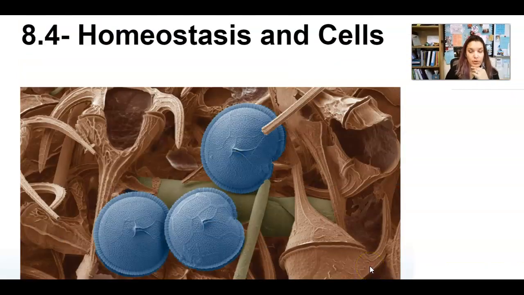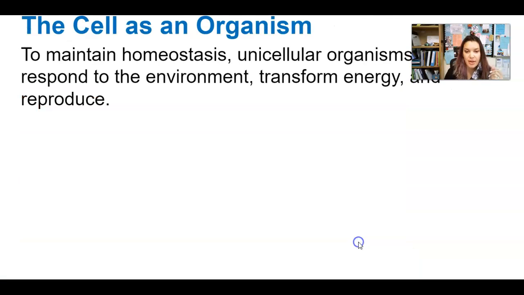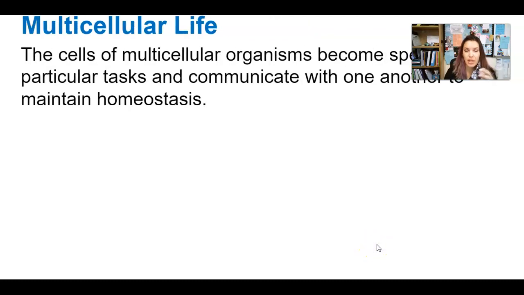Okay, so lesson 4 is about homeostasis in cells. The cell as an organism. To maintain homeostasis, unicellular organisms grow, respond to the environment, transform energy, and reproduce. In a multicellular organism, cells become specialized for particular tasks, and they communicate with one another to maintain homeostasis. So all of these cells work together and communicate to find out what they need.